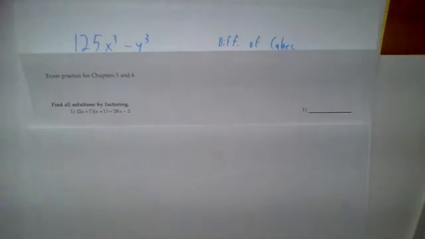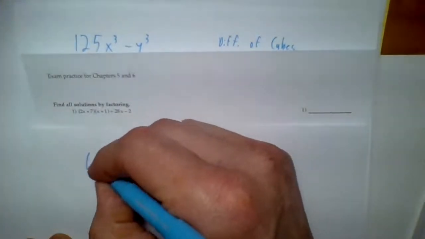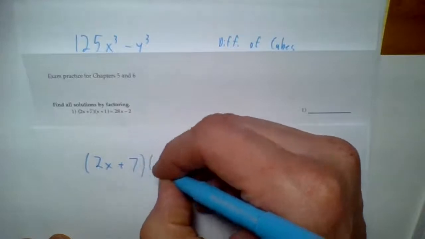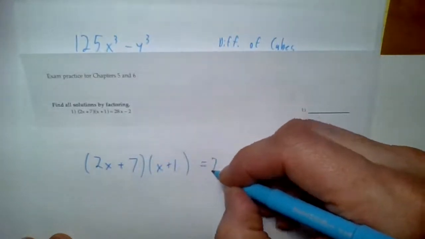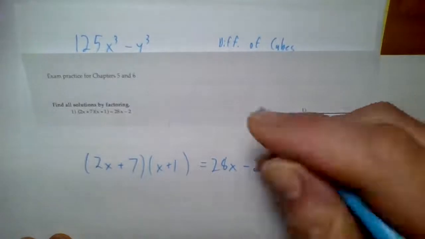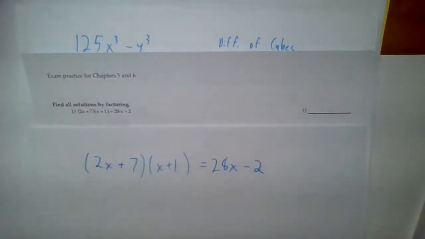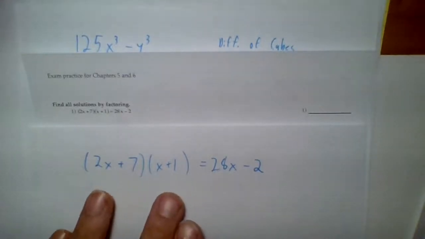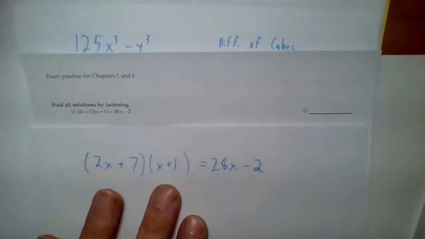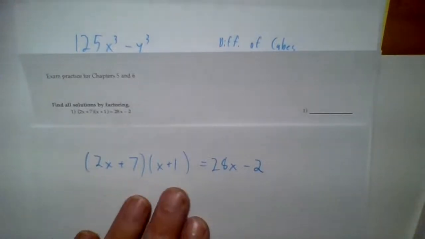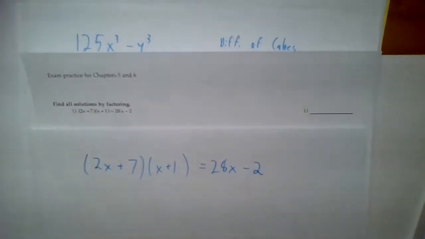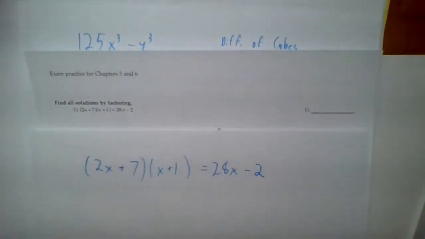The first one I had on this review said find all solutions by factoring. And here's the equation that we're starting with. So a little bit of a trick question. It's not a trick question, but it's misleading a little bit here because they have this factored already, like you're going to separate this out. But these factors don't really help you with this. These are two things that multiply to 28x minus 2. That doesn't tell me what either of them are. That doesn't help me at all, the fact that this is written in factored form.